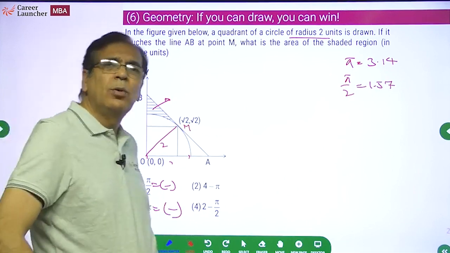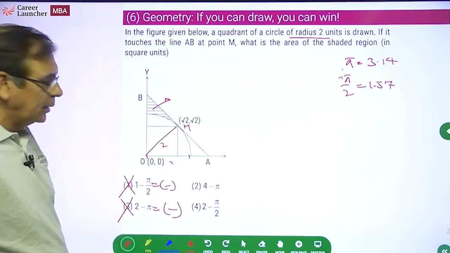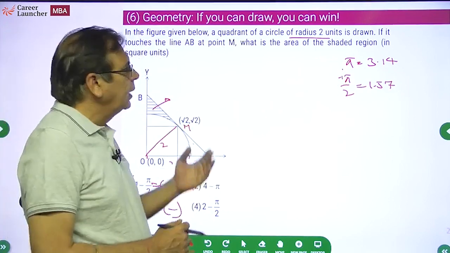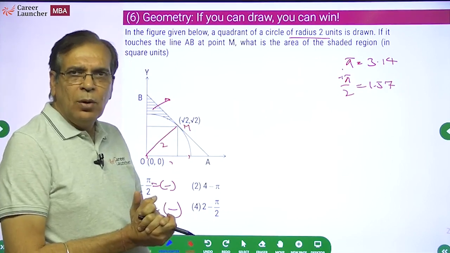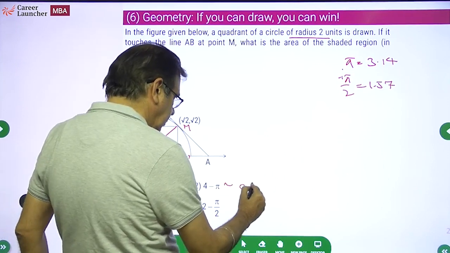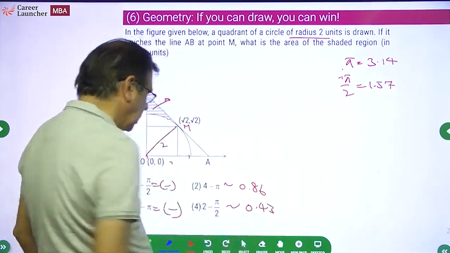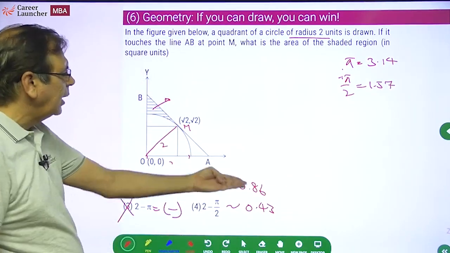You will do this only if you look at the choices, and if you convert these stupid looking numbers into numbers that we understand. What is 4 minus pi? It is 4 minus 3.14. How much will that be? 0.86. And this will be 0.43. 2 minus 1.57 is 0.43, half of 0.86.